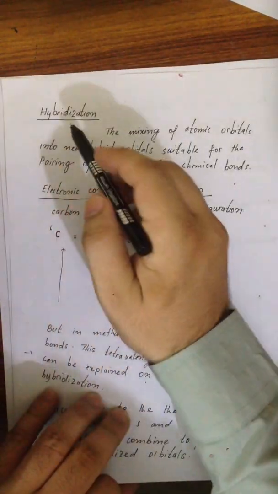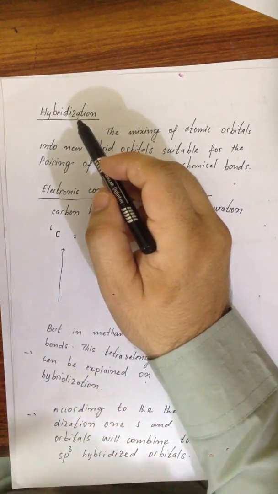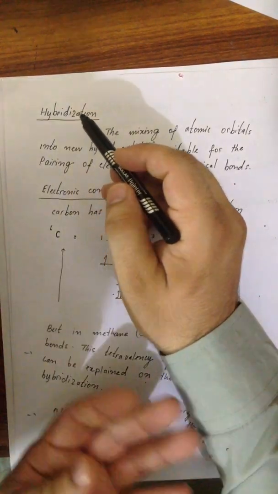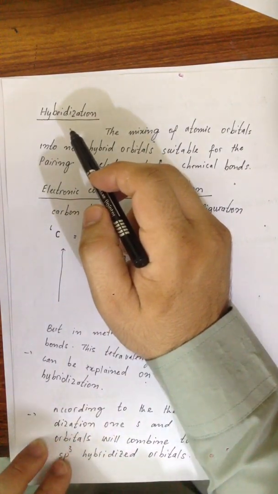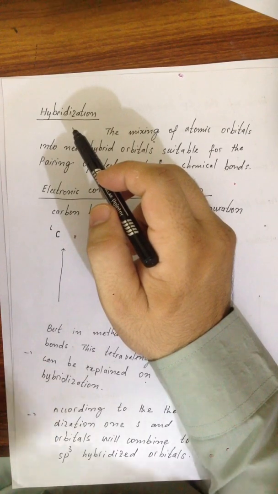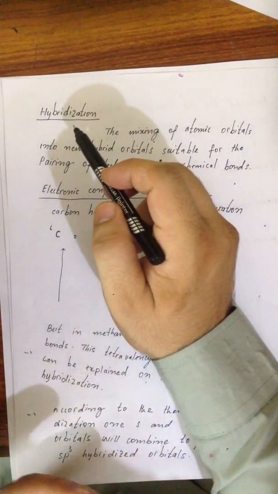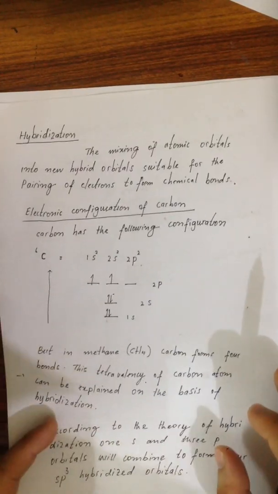Here we have got this hybridization, so we are going to look into it. We are going to see what hybridization is, how hybridization can explain the tetravalency of carbon atoms, how it can help us understand the process of bonding in organic compounds. So let's go into hybridization.